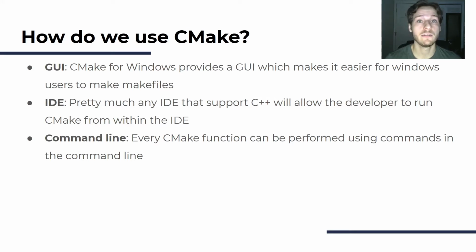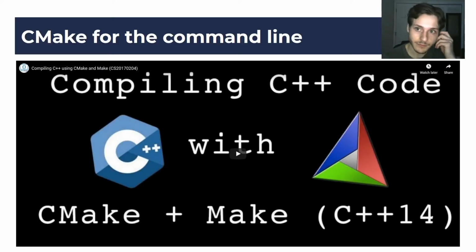So how would you use CMake? You could use CMake through a GUI in Windows, which makes it easier for Windows users to create makefiles. You could also use CMake in basically any IDE that supports C++. You can also use CMake through the command line, as you'll see soon. Below in the description, I attached a video which gives a pretty simple example of how to use CMake through the command line.